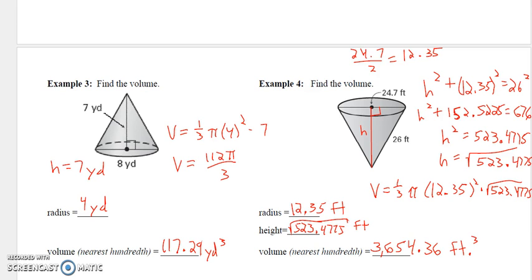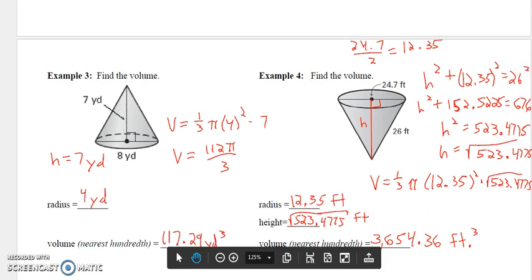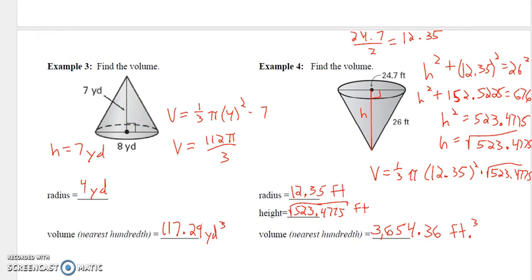Now, I could have approximated that, but I didn't, because I only want to round once at the end. So I'm going to show you how I would do that. So the radius is right here, 12.35. The height is this big number. And then this is what I have to do to get the answer. I have to do 1/3 times pi times radius squared times this number. I will show you what this looks like in the calculator.